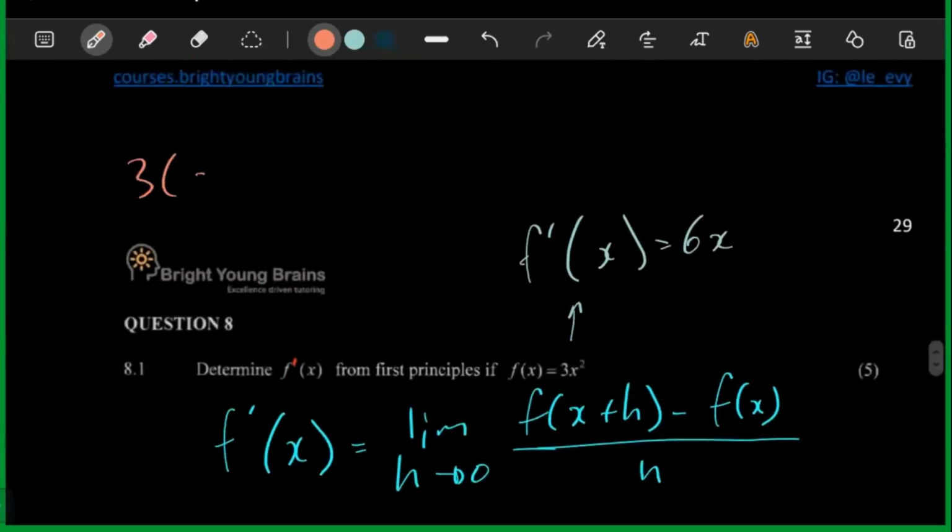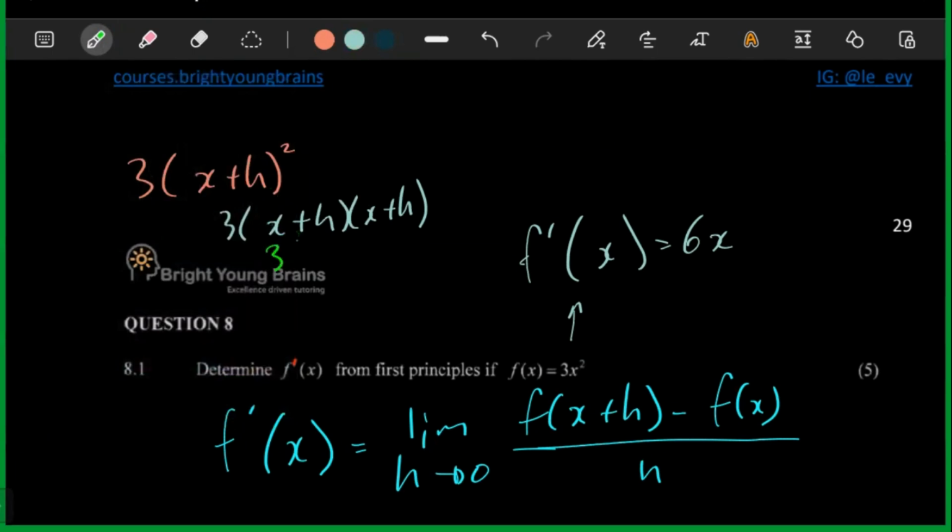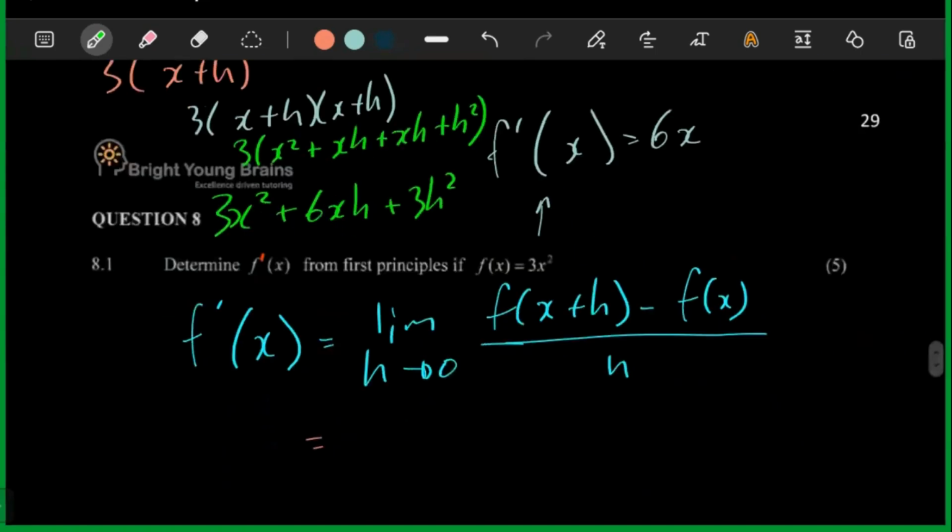So this is x plus h squared. Then you're going to have your 3 times x plus h squared. x times x is x squared, x times h, another x h, and then h squared. Then you multiply the 3 inside, but these are just like terms. You have 3x squared. The 2xh times 3 gives you 6xh. 3 times h squared is 3h squared.